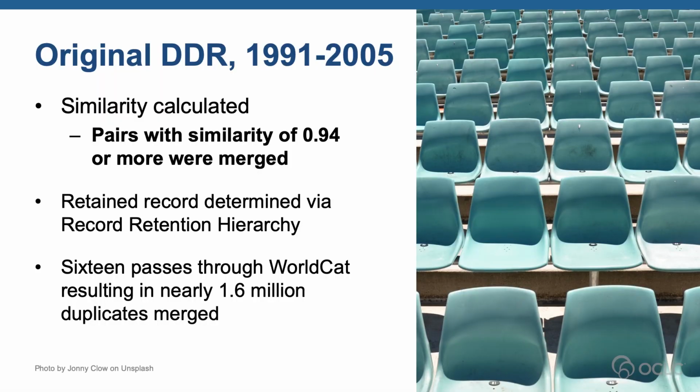Between mid-1991 and mid-2005, DDR had been run through the bibliographic database 16 times, resulting in the elimination of some 1,592,586 duplicates in the book's format.